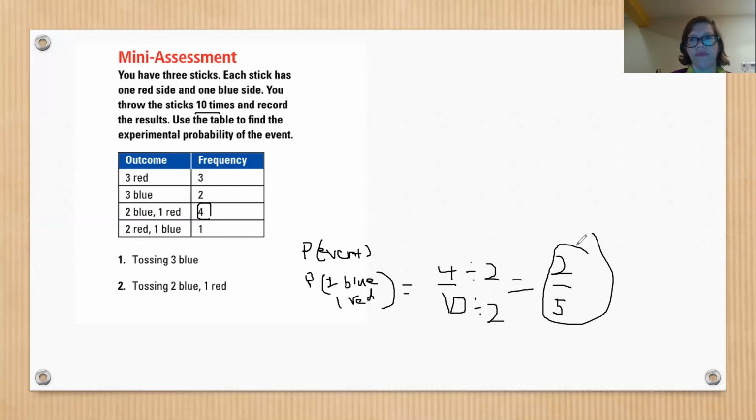All right, so hopefully you learned something about probability and experimental probability, and I've assigned for you to practice on IXL.com and then also do a practice written lesson.